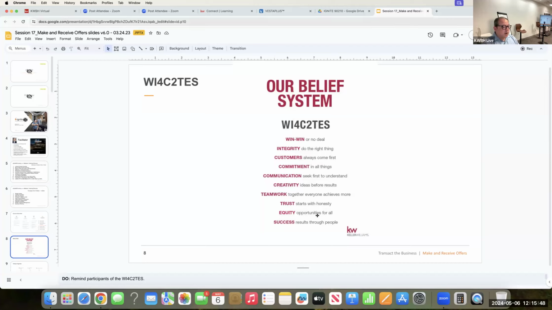Okay, as far as this word opportunity, every single listing that I've ever had, I think I've had the word opportunity in my advertising for the listing. I'm always marketing an opportunity. Why should a buyer buy this property? What's the opportunity in this property?